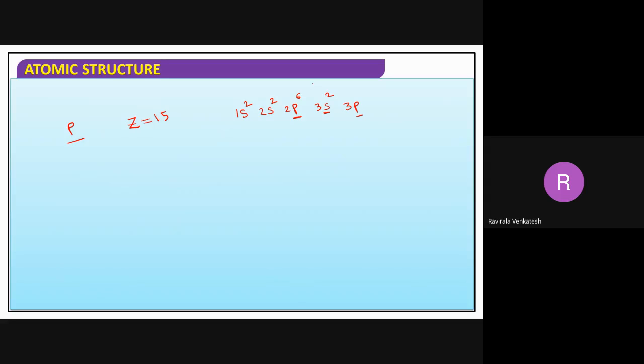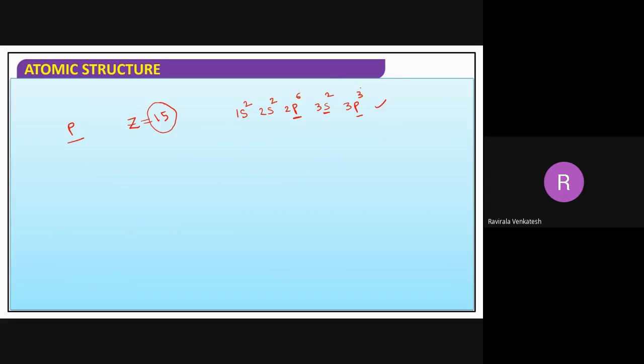But how many are available? Availability is only 15 electrons. We have already consumed how many? 6 plus 2, 8, 8 plus 2, 10, 12 already consumed. Remaining only 3, which we can put here. This will be the 3p3 electronic configuration.